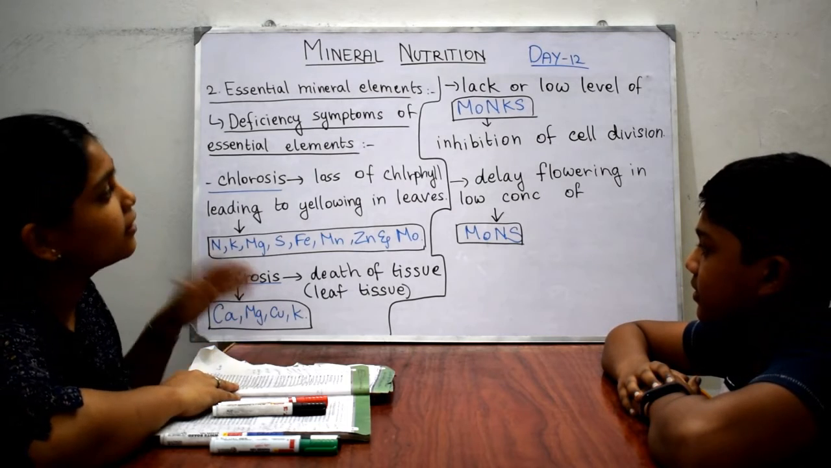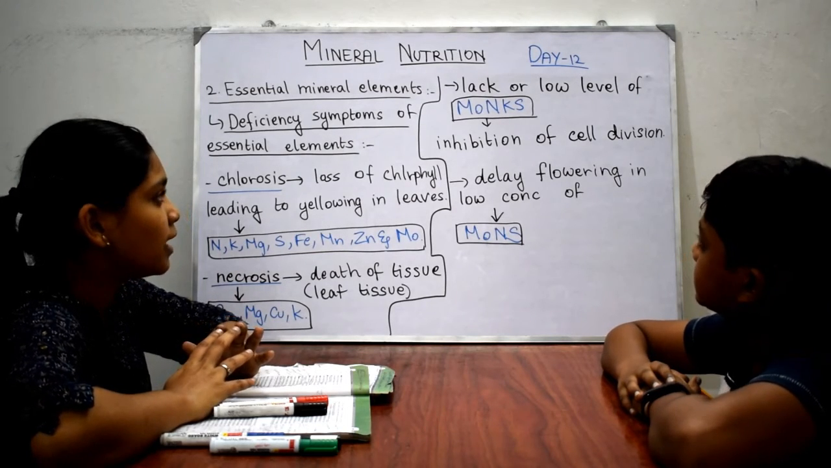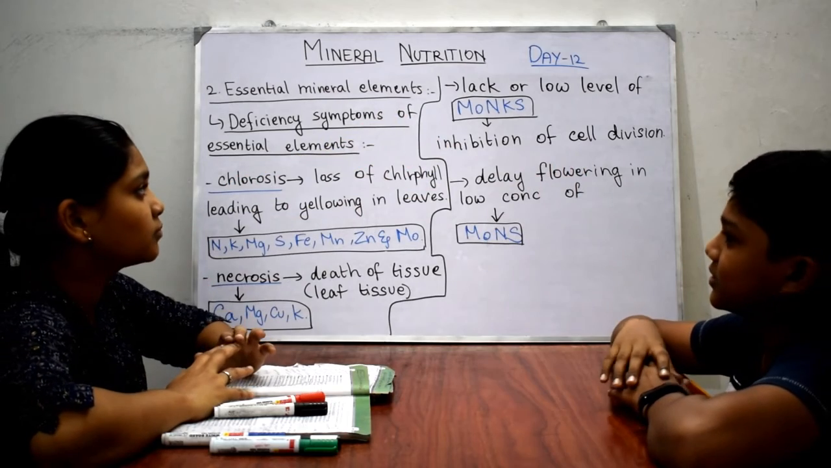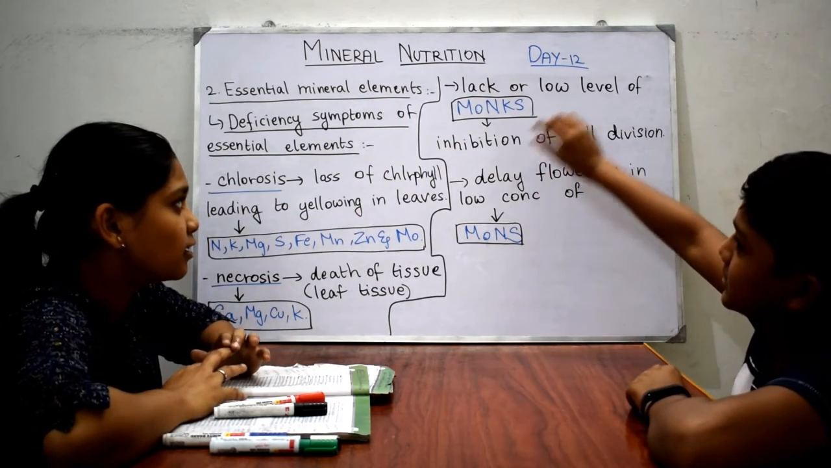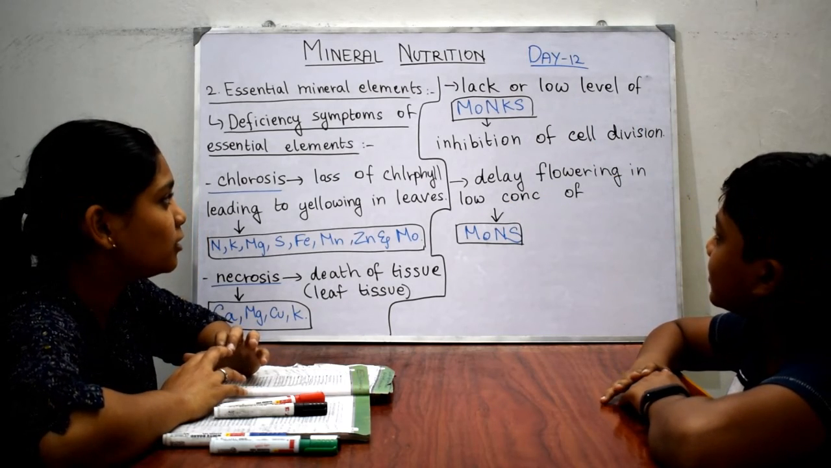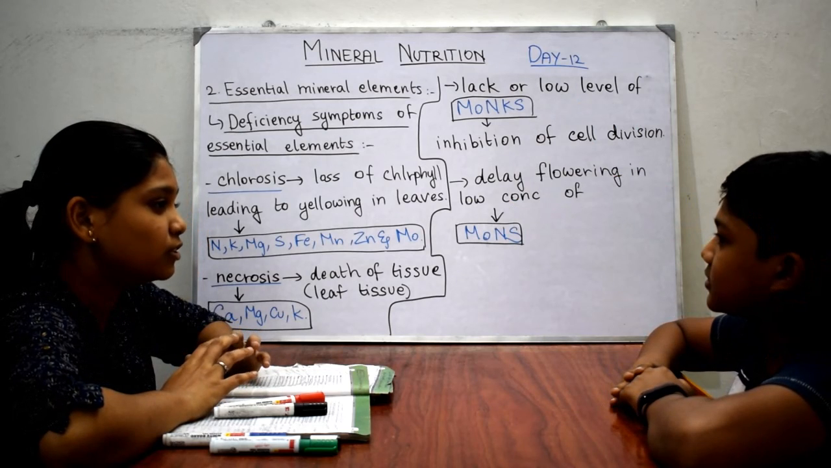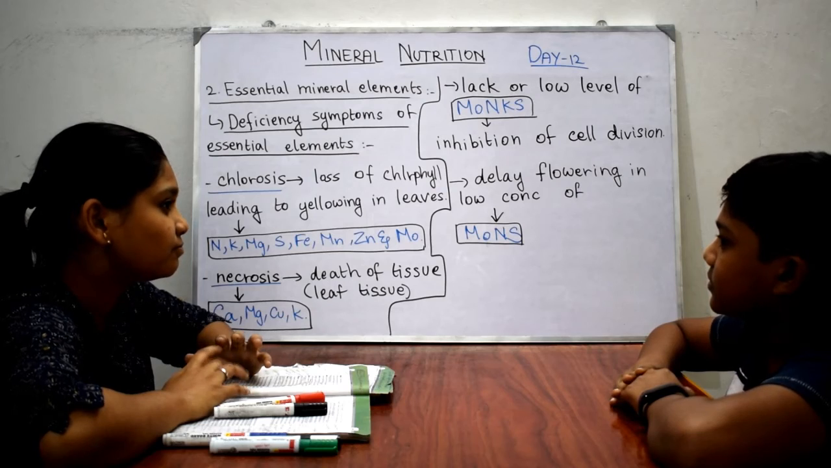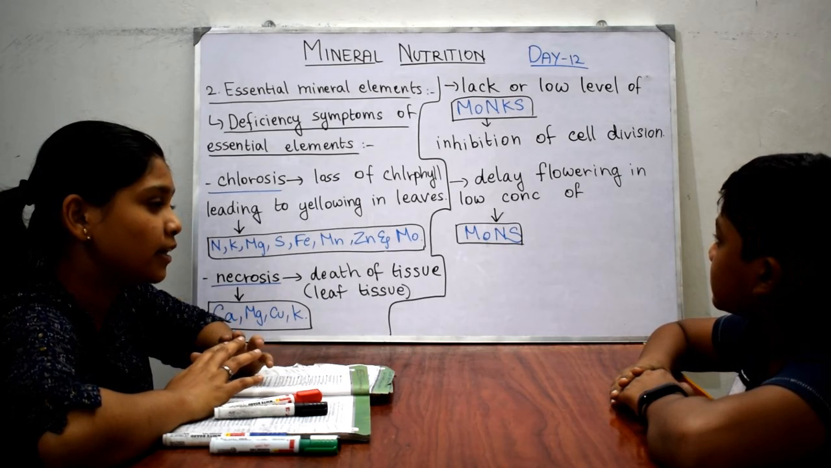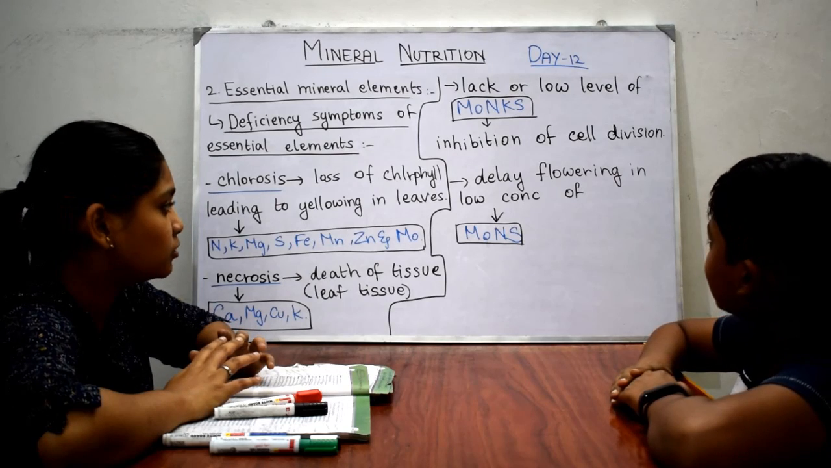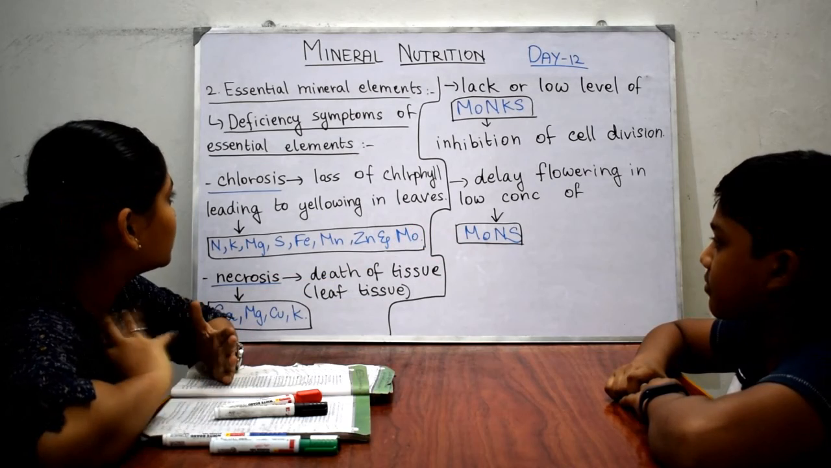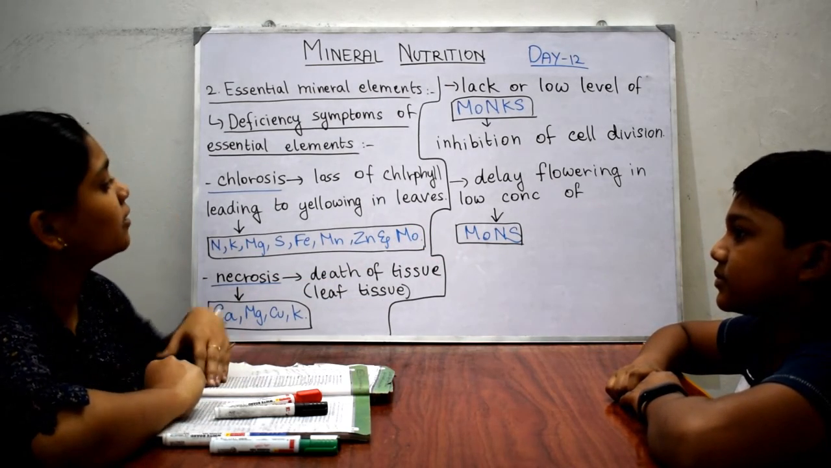The second one is lack or low level of molybdenum, nitrogen, potassium and sulfur. We can call it MONKS. These MONKS inhibit cell division, whereas the monsters, molybdenum, nitrogen and sulfur in low concentration, delay flowering in plants. So these are some deficiency symptoms which occur in plants regularly.